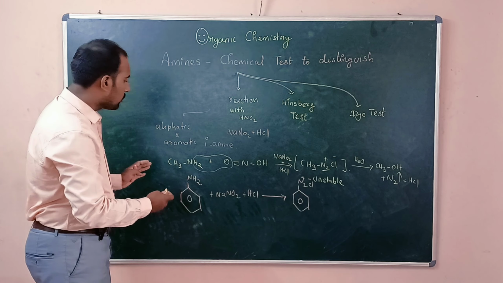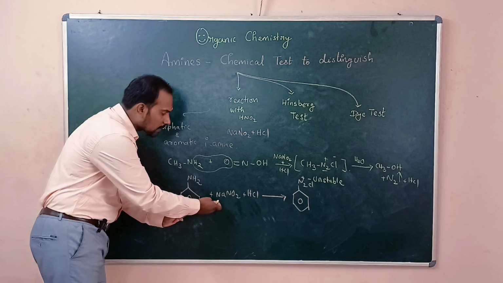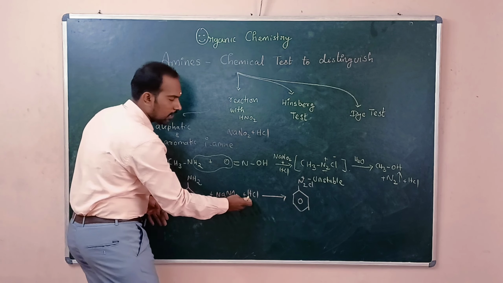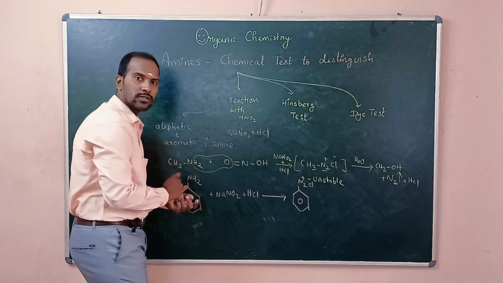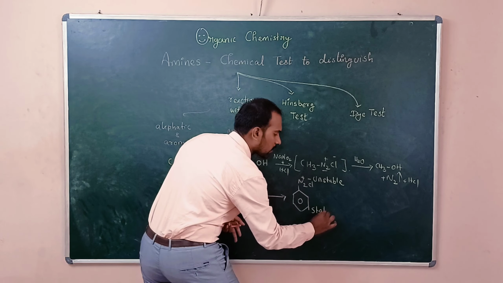Now, in the same way, we can use aniline. Okay, aniline reacts with NaNO2 plus HCl and forms benzene diazonium chloride. So benzene diazonium chloride is a stable product.